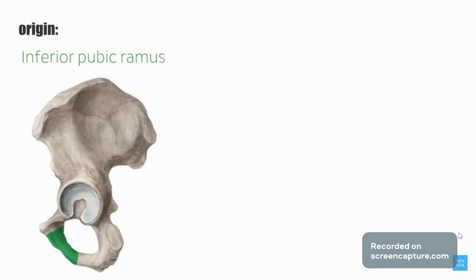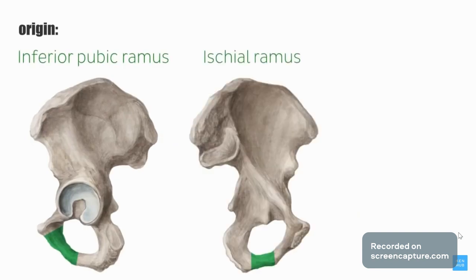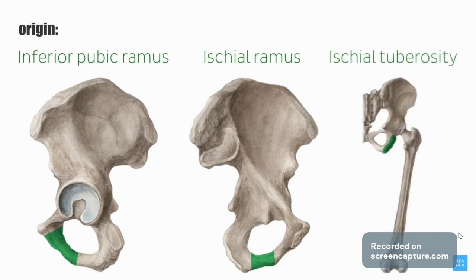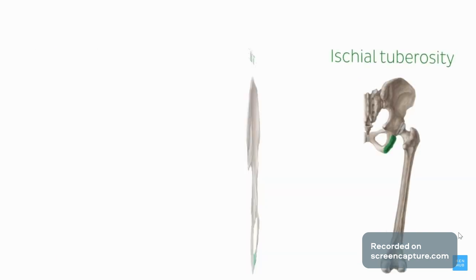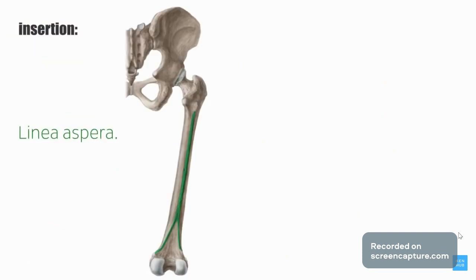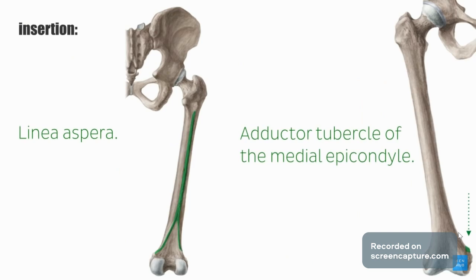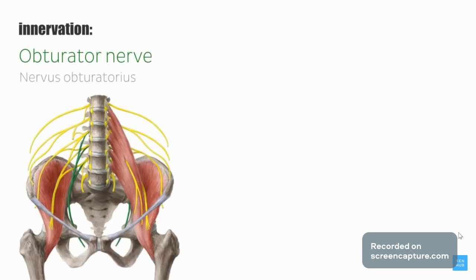The adductor magnus muscle is one of the biggest muscles of the human body. It originates at the inferior pubic ramus, the ischial ramus, and the ischial tuberosity, and inserts both at the linea aspera and the adductor tubercle of the medial epicondyle. The innervation is mainly supplied by the obturator nerve, which arises from the lumbar plexus and reaches the adductors through the obturator canal. The superficial part of the adductor magnus is supplied by the tibial nerve.